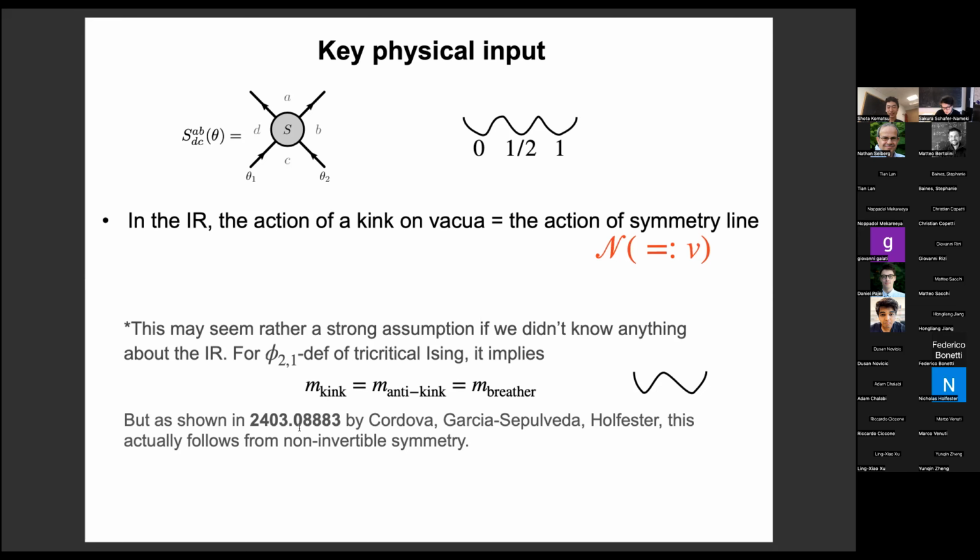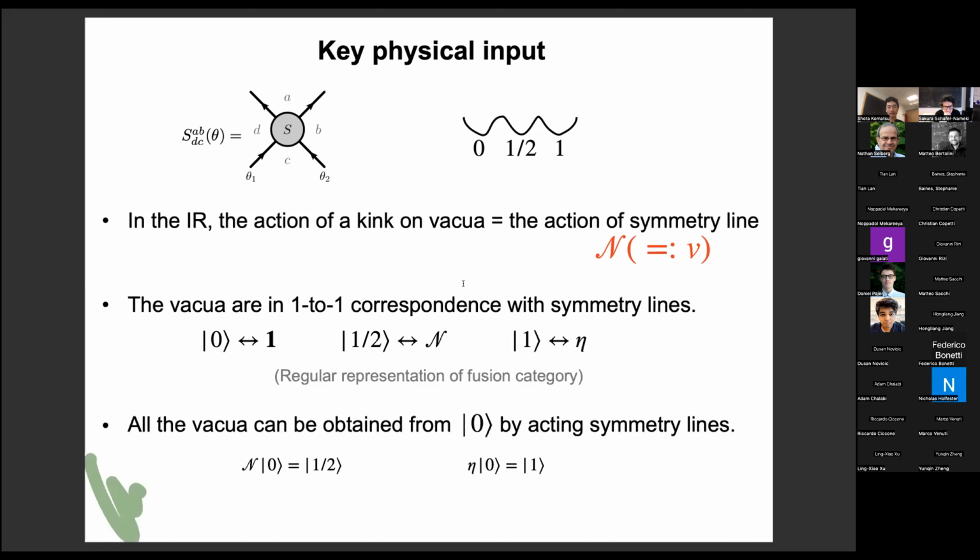But fortunately, as shown in this paper by these authors, this result, which basically says the mass of the kink is the same as the mass of the breather, you can actually derive by imposing a non-invertible symmetry and analyzing how it acts on the kink Hilbert space. And similarly, extending that argument, you can also justify this assumption that you can view the world line of the kink as the world line of the symmetry line.